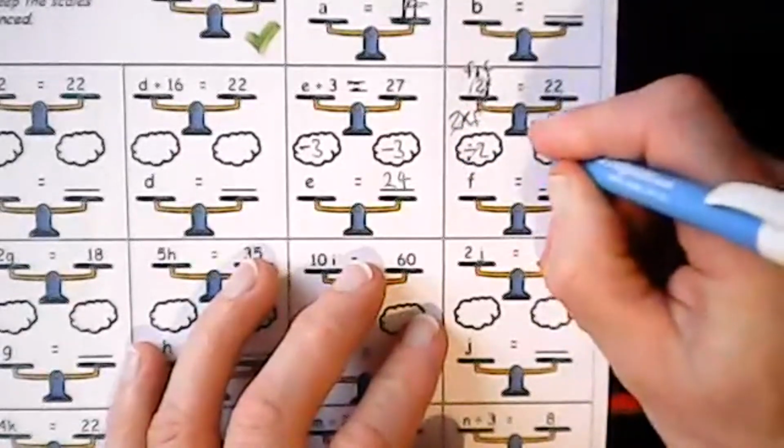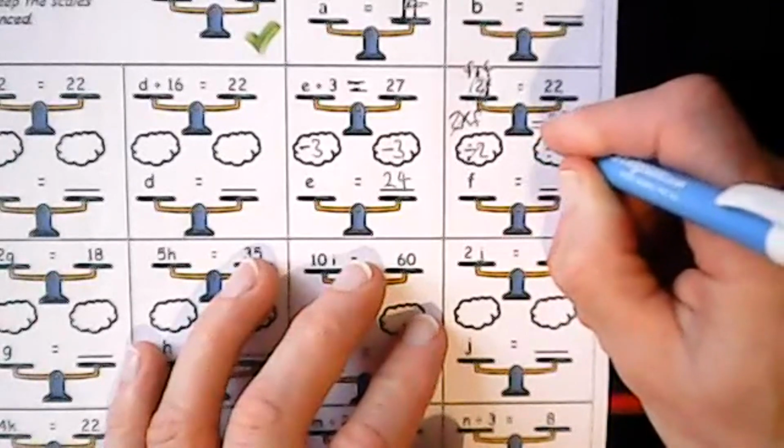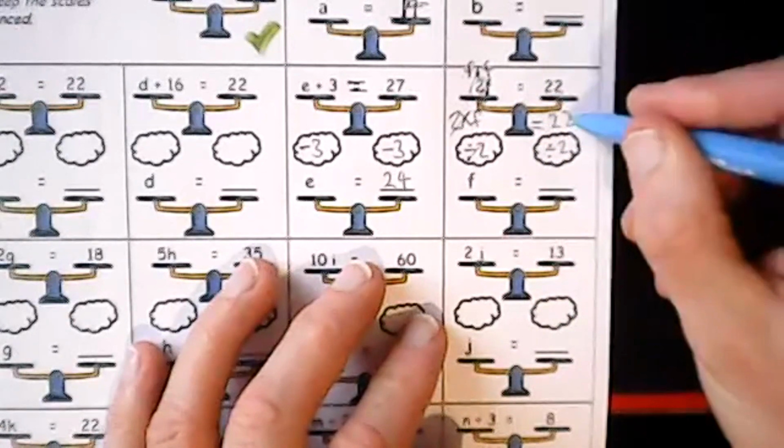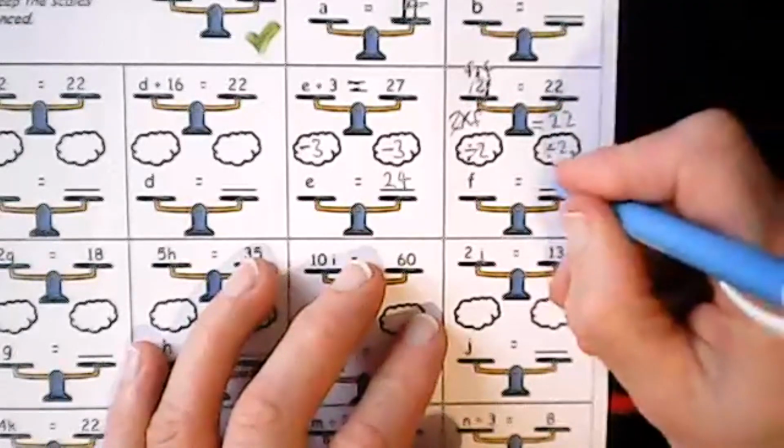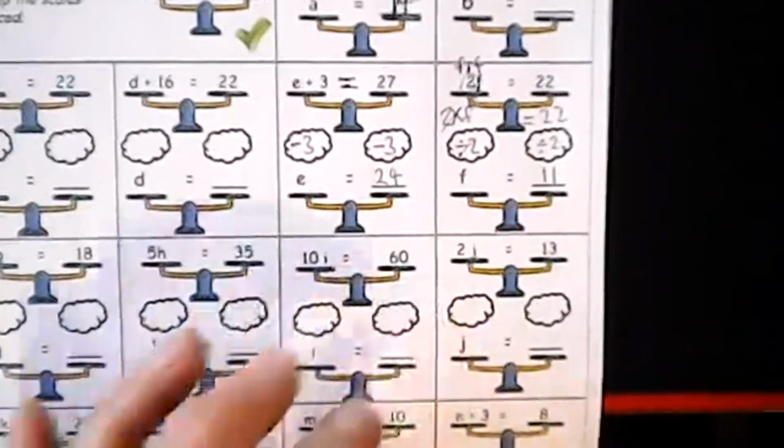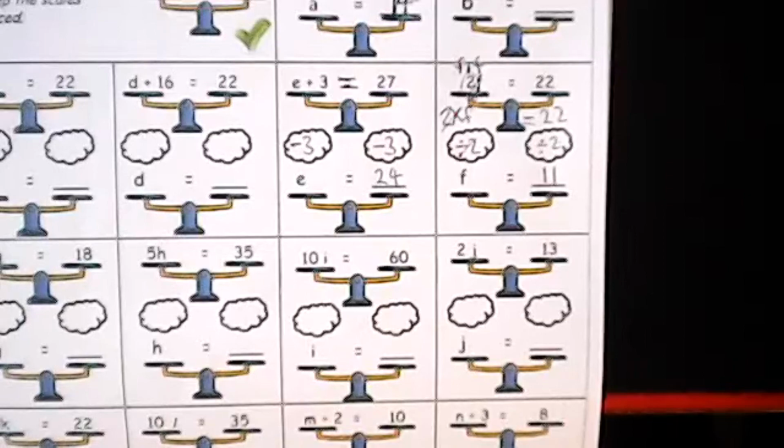But I've got to do the same thing on the other side. So that's a divide by 2 there. So 22 divided by 2 is 11. So F is 11. Okay, brilliant.